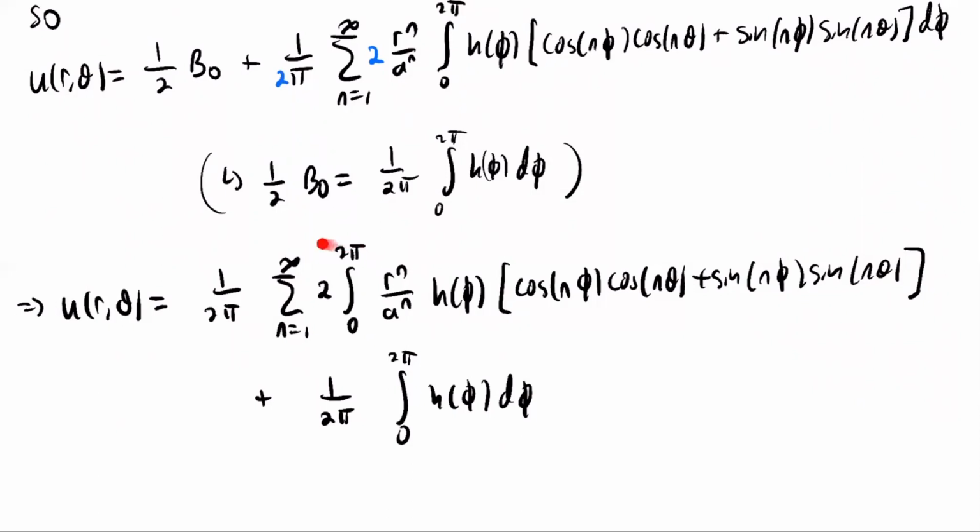Once I switch this order, I have an integral from 0 to 2π of something over here, plus another integral over here. I'm going to combine everything into one integral. To make this a little easier, notice that I can simplify this a bit. This is equal to cosine of n(θ minus φ), using the sum of angles identity for trig functions.